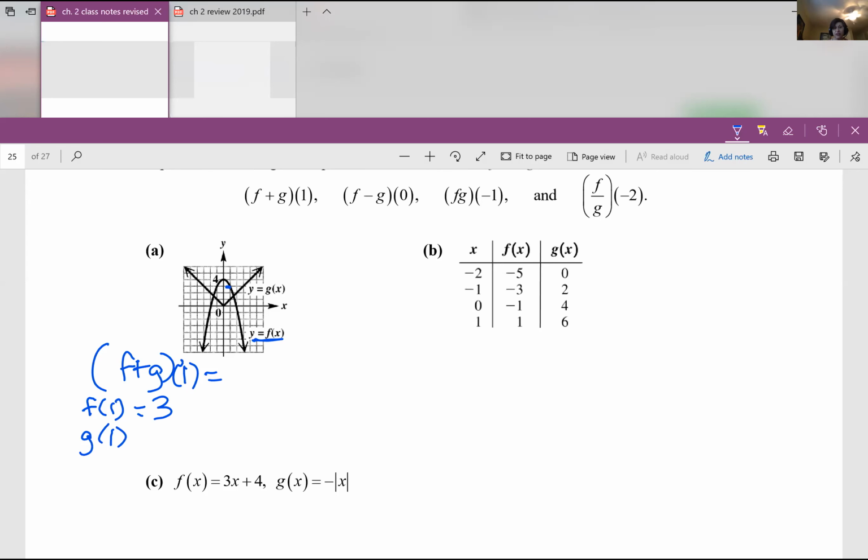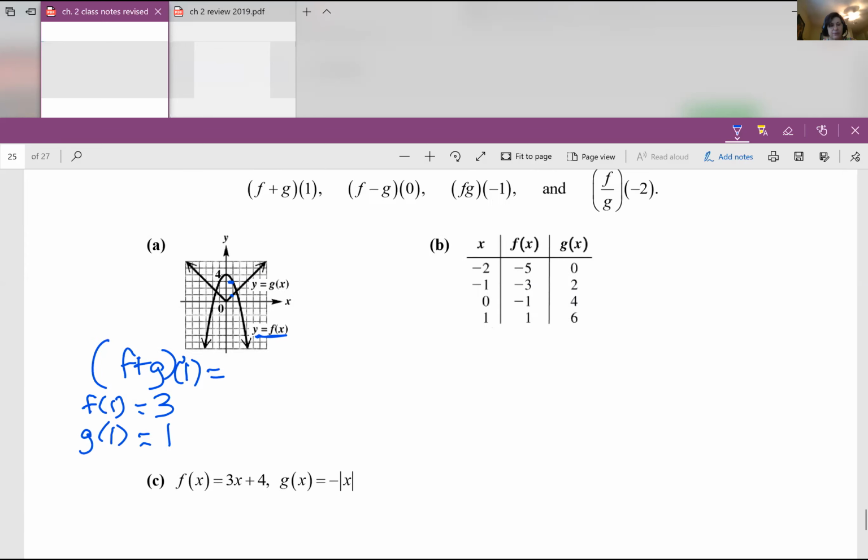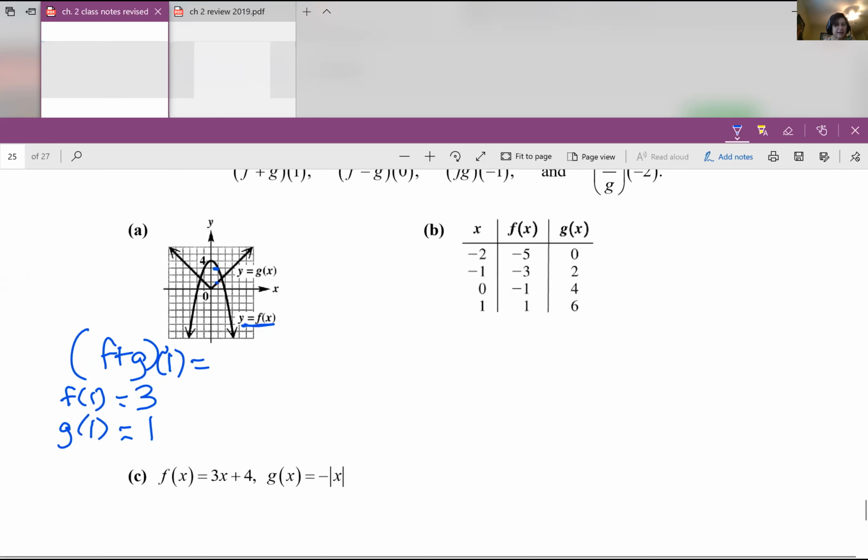Now go to the g function, see if you can figure out what g of 1 is. All right, we're not in agreement, are we? Taylor, you're right. It's 1, 1 is the point on that graph. So when x is 1, y is 1. Maybe I need to blow it up a little bit more because it may be too hard to see. On that V, 1, 1 is on there. So if f of 1 is 3 and g of 1 is 1, what's f plus g of 1? 4. 3 plus 1 is 4.